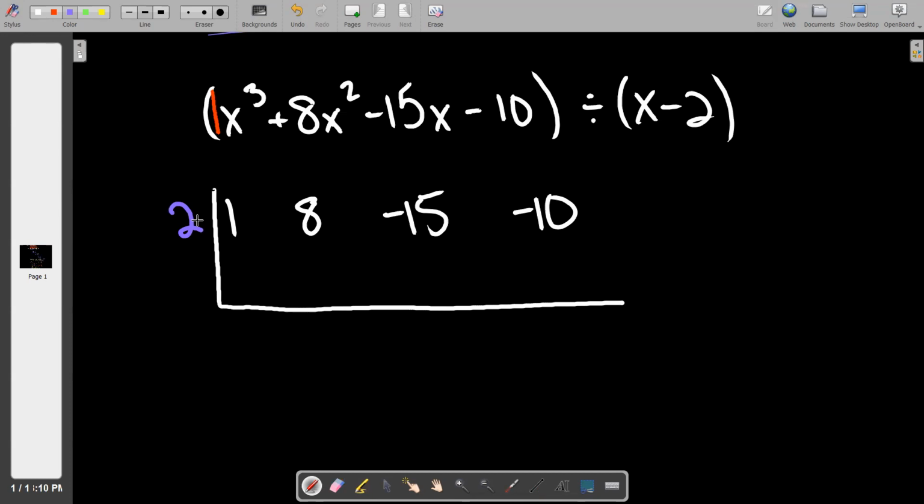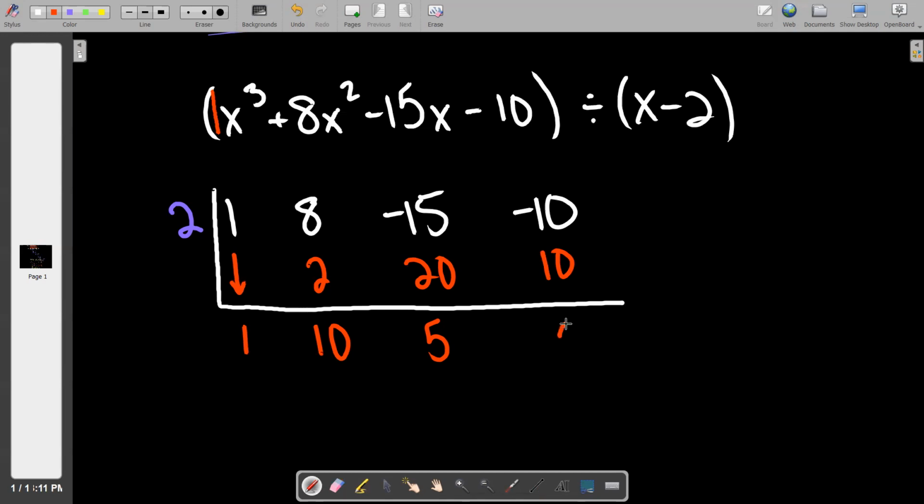Now, remember the algorithm. You go like this. You go drop, times, add, times, add, times, add. And you make hopefully 0 mistakes. Here we go. Step 1, drop the 1, zoop, right down below the upside down house. And now multiply. What's 2 times 1? What's 8 plus 2? What's 2 times 10? What's negative 15 plus 20? Positive 5. What's 2 times 5? 10. Add negative 10 plus 10.